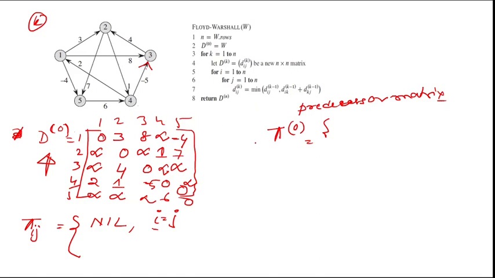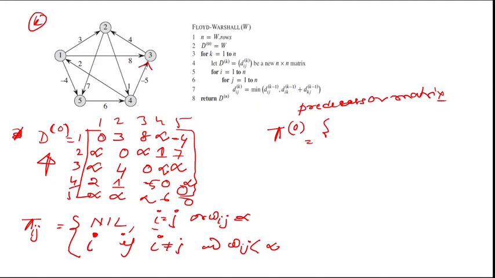Okay, so what does the pi matrix say? If i equals j, then it will be nil, or if the weight between these two vertices is infinity, then also it will be nil. Nil means just write nil, nil, nil, okay? That means not applicable. Otherwise, if i is not equal to j, and the weight is less than infinity, that means some value, then I'll put i only. Then it is only i, meaning what?